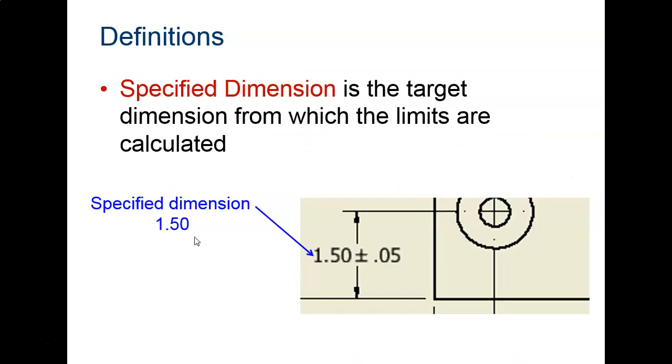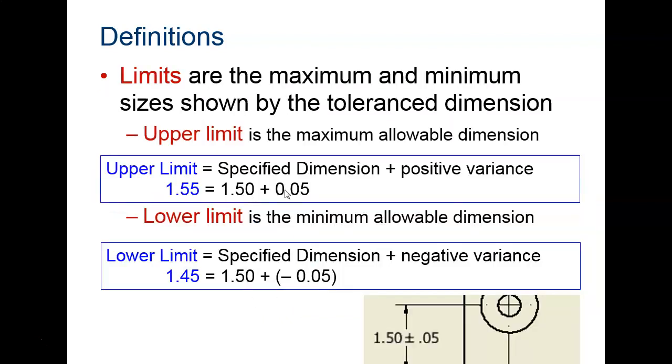Kind of already mentioned this, but if this is the dimension, we would add 0.005 to that, and if this is the dimension, you would subtract 0.005 from it, and then you get what we refer to as the upper limit. And when you subtract the 0.005, you get what we refer to as the lower limit. So the range here is actually 0.1. From the upper limit to the lower limit, you get a range of 0.1.